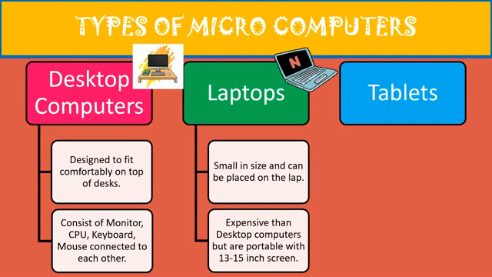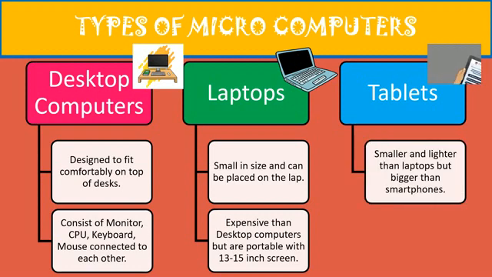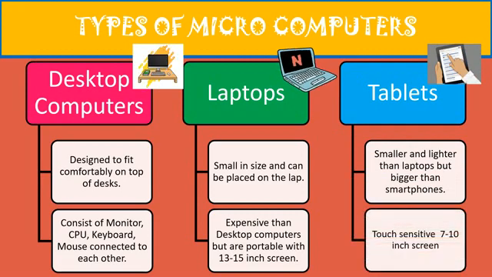The third type of microcomputer is the tablets. You can see the picture of a tablet here. It's like a phone but a little bigger in size than the phone. They are smaller and lighter than laptops but bigger than smartphones. They are touch sensitive. They have a touch screen on them. We can use the fingers to operate them and the screen size is 7 to 10 inches.